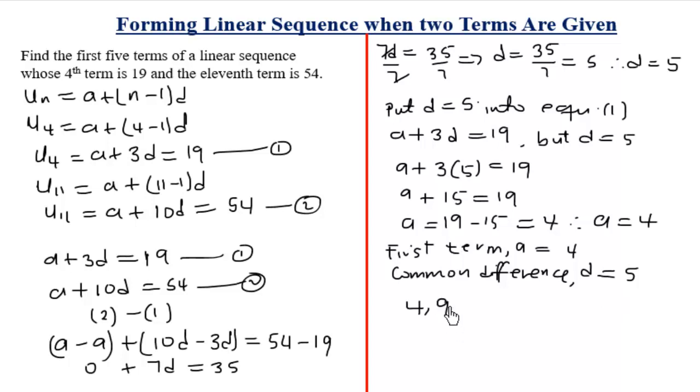To get the third term, you add the common difference, 5, to the second term again. So 9 plus 5 is 14. To get the fourth term, you still add the common difference to the third term. So 14 plus 5 is 19. To get the fifth term, you add the common difference to the fourth term. So 19 plus 5 gives us 24. Alright, so these are the first 5 terms of the linear sequence we are talking about.